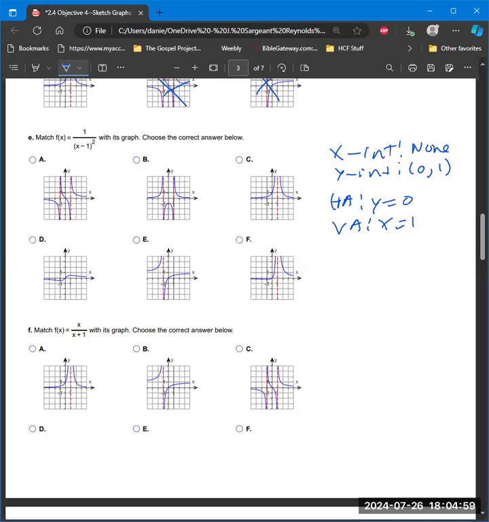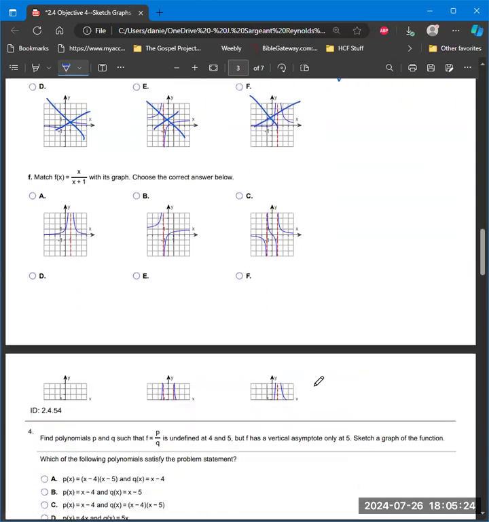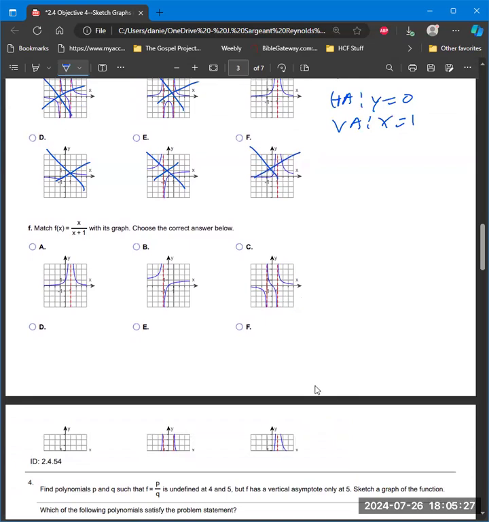So we have x equals 1 for the vertical, same thing on both sides. No x-intercept this time, so that has to be C. And I believe this is the last one for this question.